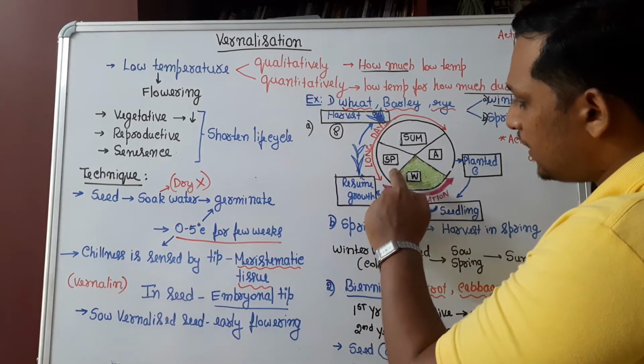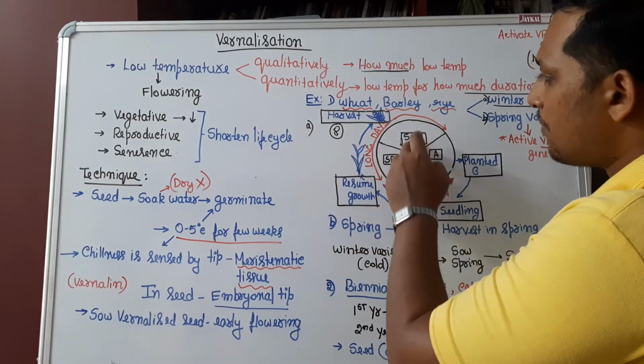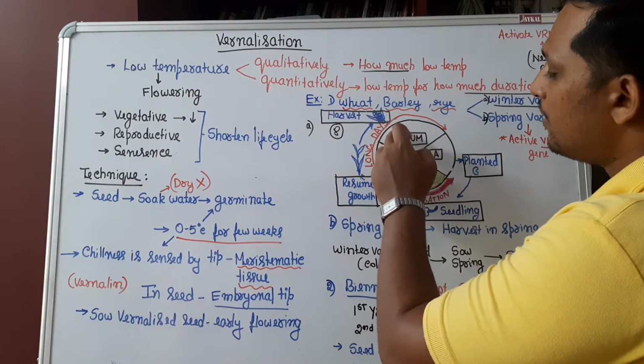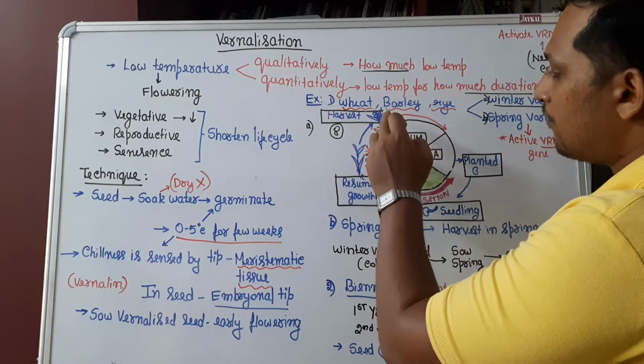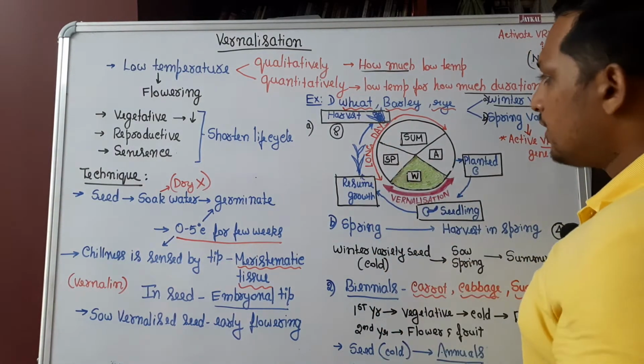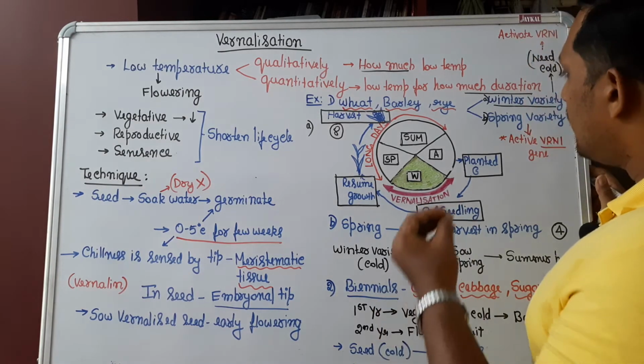Then comes the spring. In the spring it will grow further, resume growth. Then in summer you would be able to harvest it, because in summer it will be producing flowers and grains, since it has been exposed to cold temperature. So that is the knowledge a particular farmer must have.